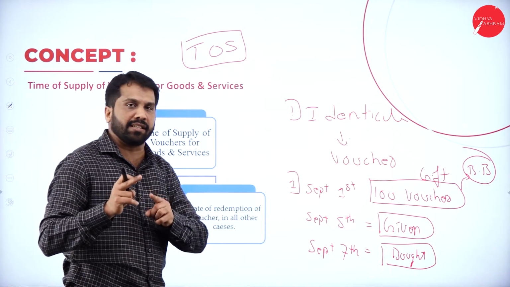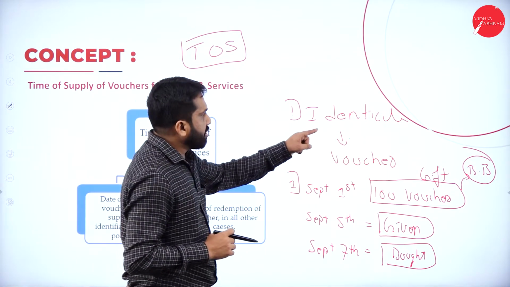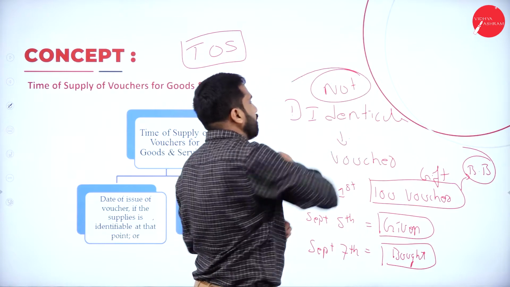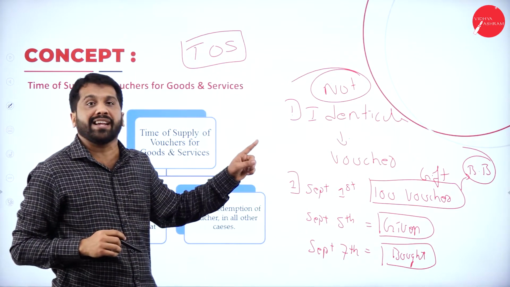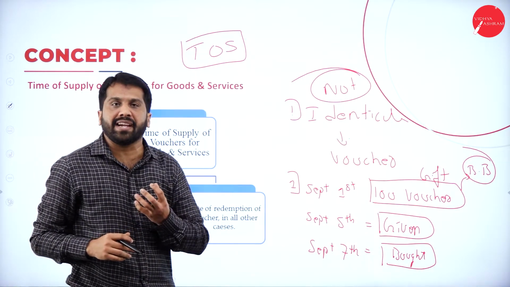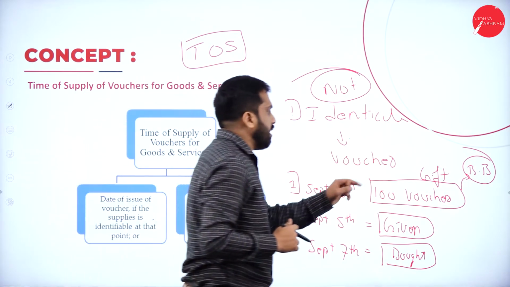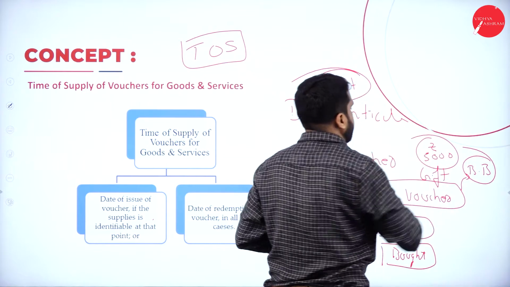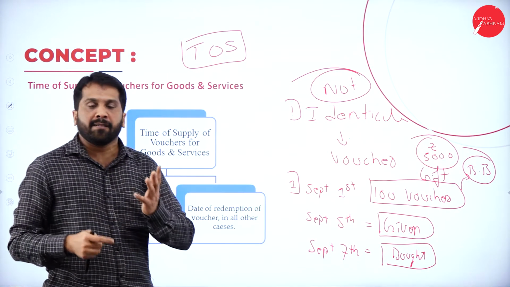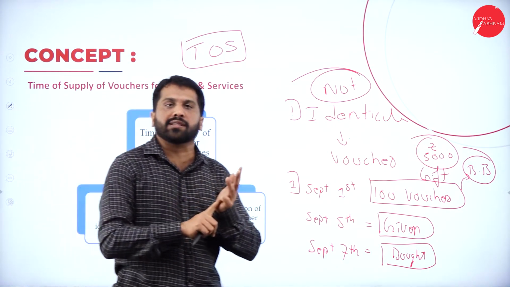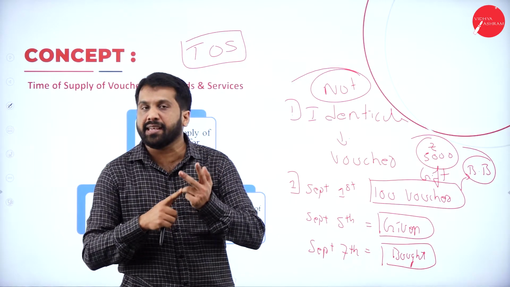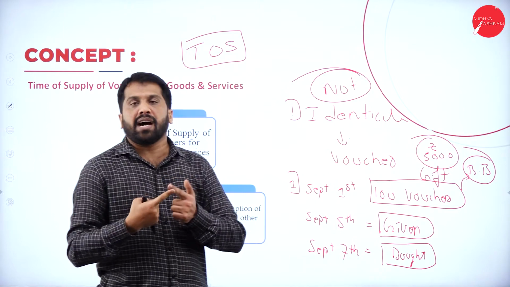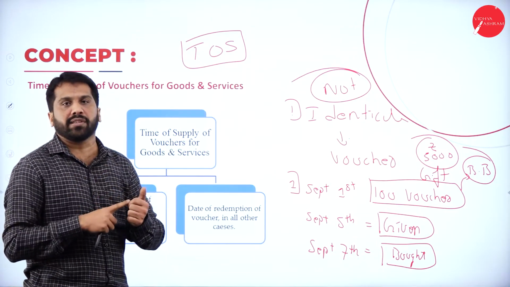In these cases, remember, the goods are not identical. The goods are not identical. Why they are not identical: assume that he has given a 5,000 rupees worth voucher. If we go to Big Bazaar, we can buy clothes, we can buy any food items, we can buy any game items, or else we can eat also there.